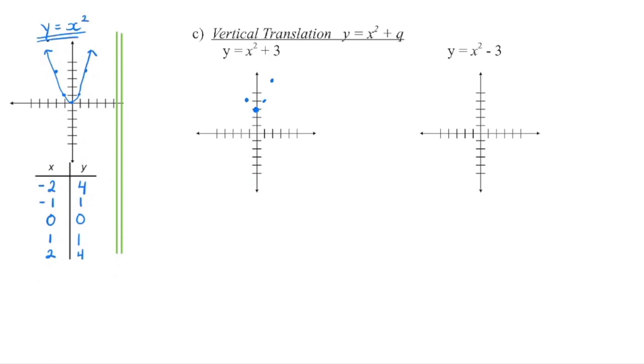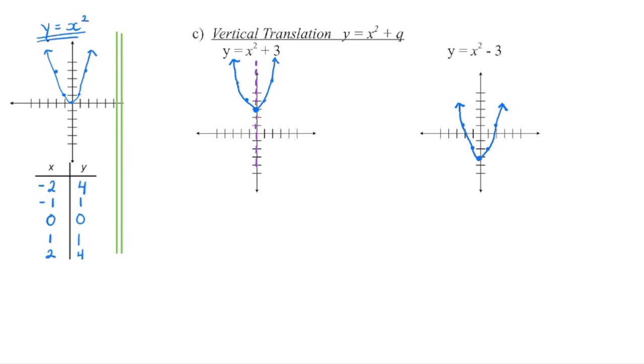And because I can now see that this is going to be symmetrical, the vertex is going to be at 0, 3, I can go ahead and plot that point, and then we're going to join those in a smooth U-like shape. And then we can go ahead and do the same thing with our last graph. So again, if I put a 0 here, that term is gone, and I have -3. So when x is 0, y is -3. 1 squared is 1.